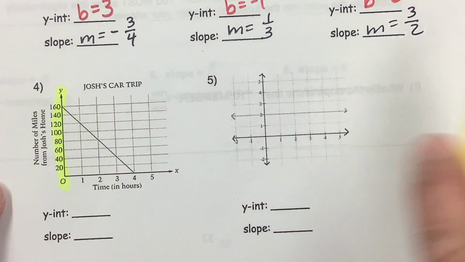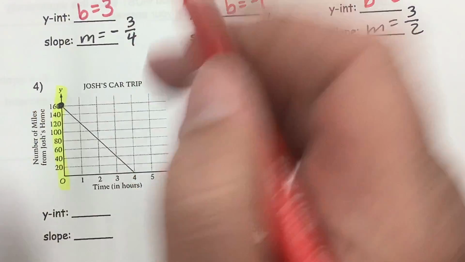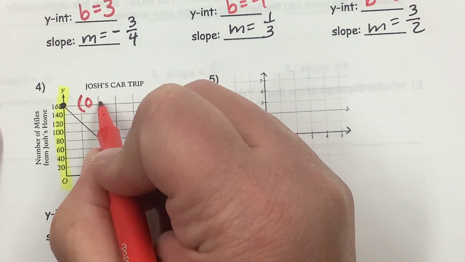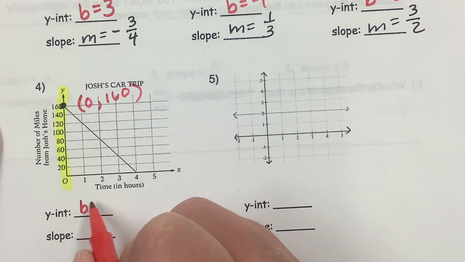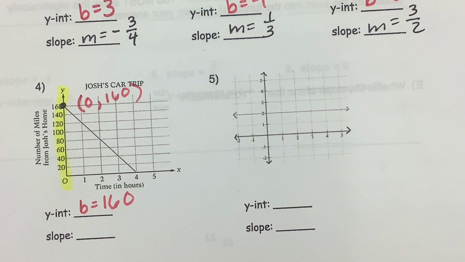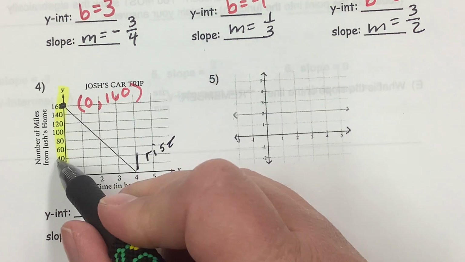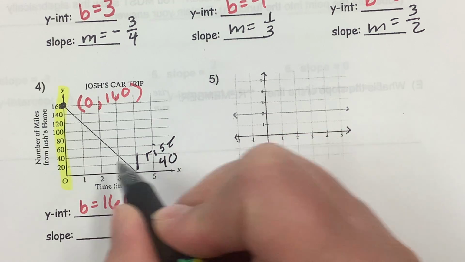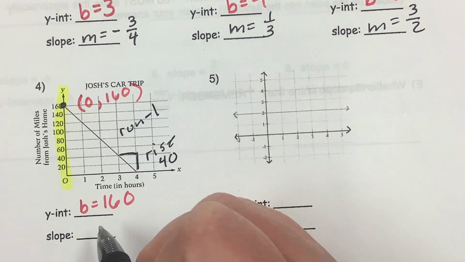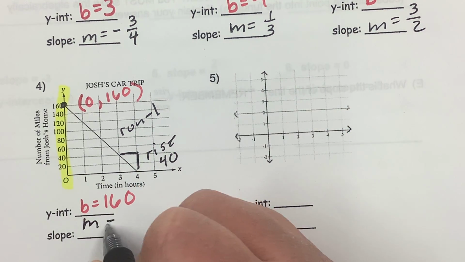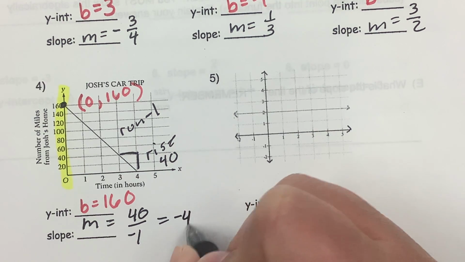Okay, welcome back. Here's my y-intercept all the way over here, and that's going to give me the point 0, 160. So my y-intercept is b equals 160. Here I'm rising, and I have to look over here. That's 40, not 2 boxes, but 40. And my run is -1. So my slope M equals 40 over -1, or just -40.